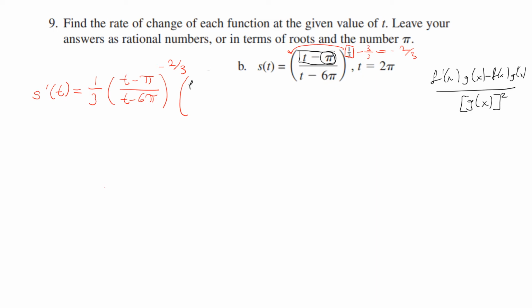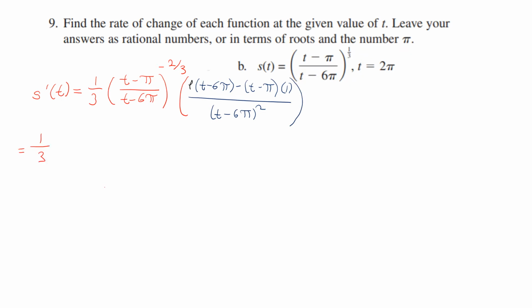Now I move on to g(x), which is right over here, and I just write it as it is, which is t minus 6 pi, minus, then I take the f(x), write it as it is, which is t minus pi. Then I take the derivative of g(x), which comes to the same thing as the derivative of f(x). It just comes to 1. Because 6 pi is a constant, it just becomes 0. T to the power of 1 is just 1. All over, and then I square my g(x), which is t minus 6 pi, and then square it.